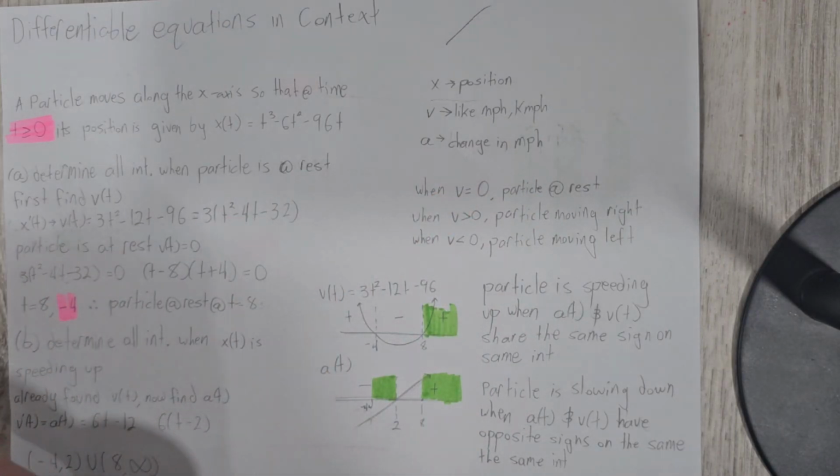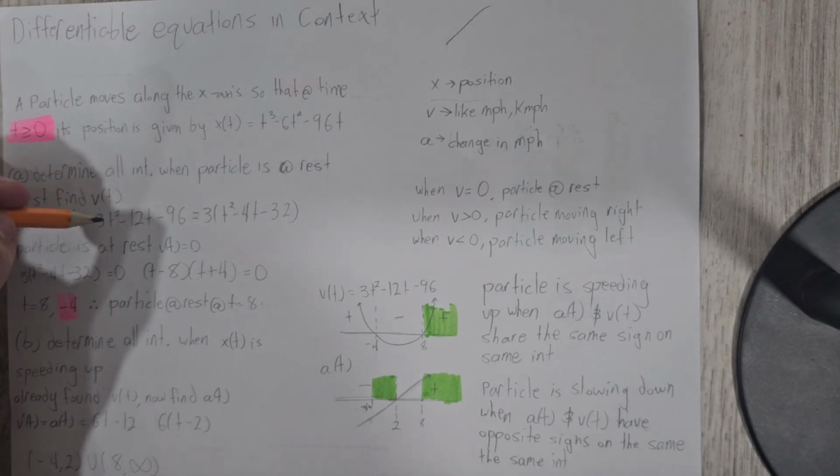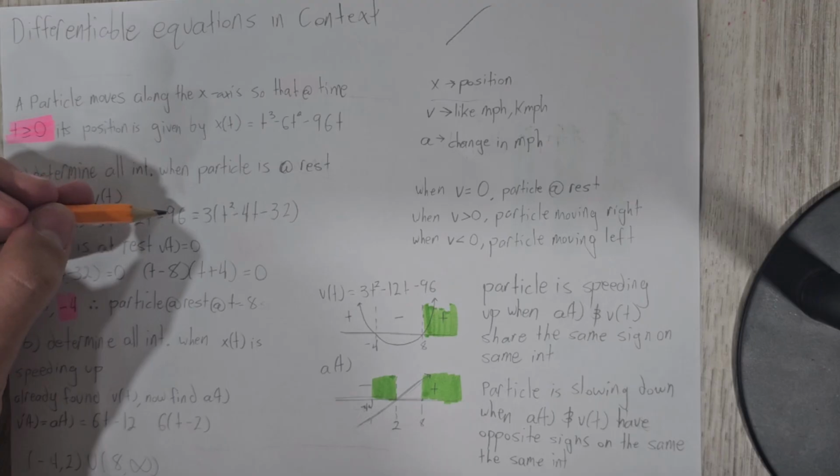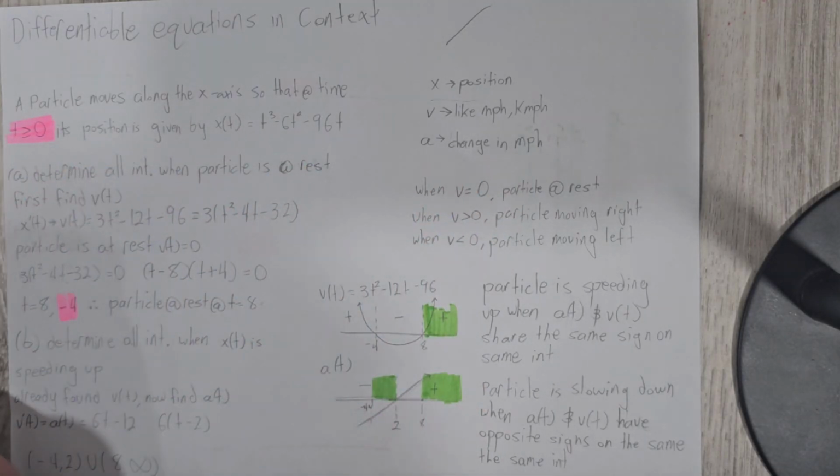v(t) is the derivative of x(t), as you can see right here. So we go about doing all these equations right here. We have 3t^2 - 12t - 96. So we need to find the t values when the y value is 0. We just plug that in, and you can get 3(t^2 - 4t - 32). That's just it simplified, and that's all equal to 0.